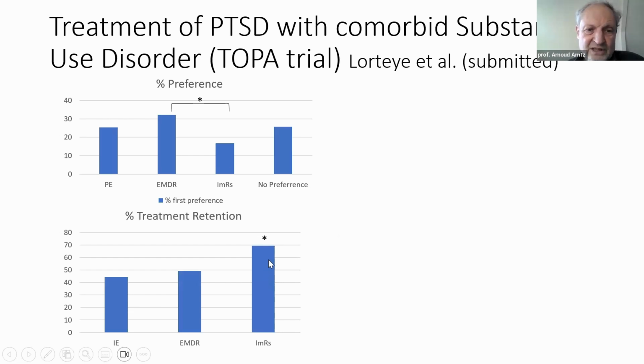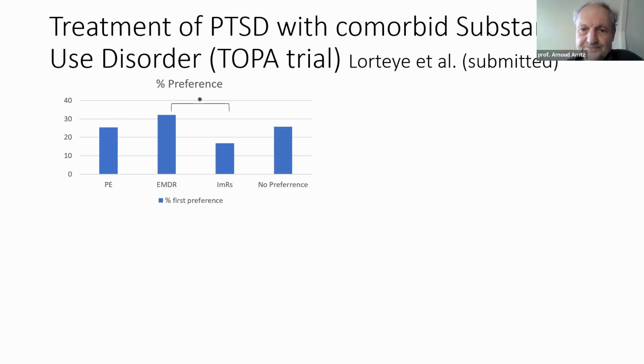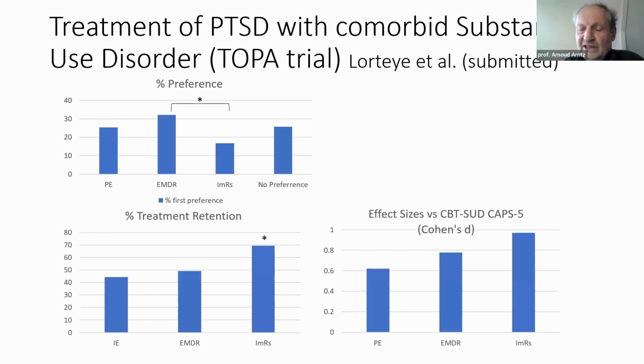And then we see that the dropout from imagery scripting was significantly less than from EMDR and from imaginal exposure. So here we see that imagery scripting is much better tolerable, acceptable for these patients, despite that they initially found it a strange treatment. And then the effect sizes were very good, again, in the short term, so immediately after treatment for imagery scripting compared to the other treatments.